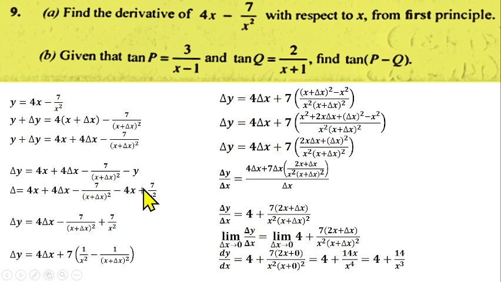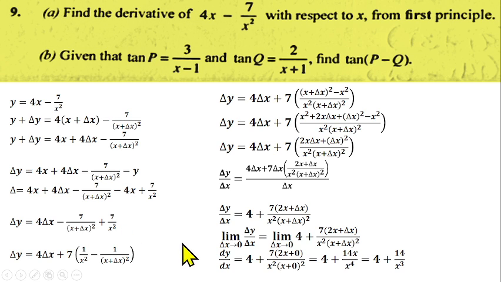I hope you understand this. Our y is this, so put that here, so that minus will multiply everything here, so you have minus 4x plus 7 over x squared. From there, if you collect like terms, minus 4x will take care of 4x. So we are left with 4 change in x minus 7 over x plus change in x all squared plus 7 over x squared.